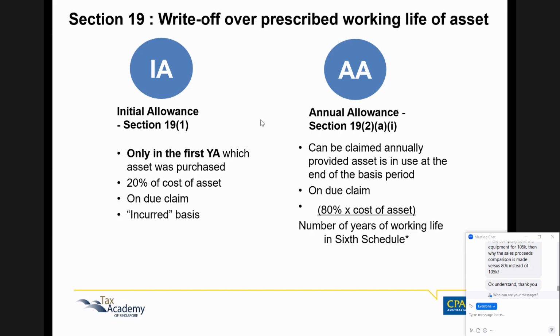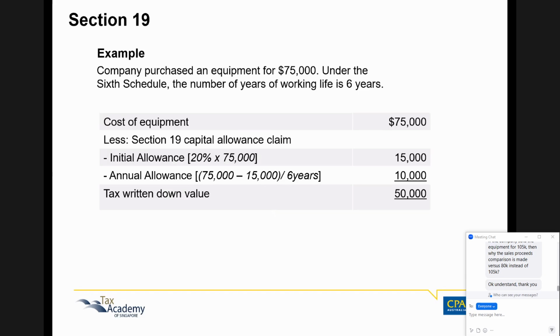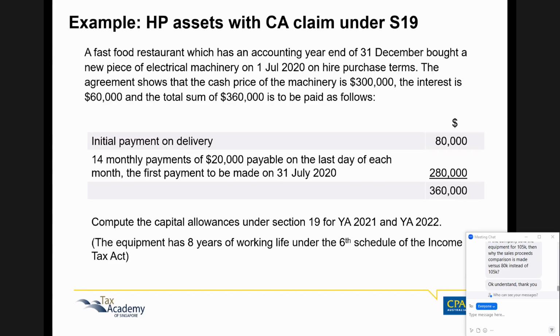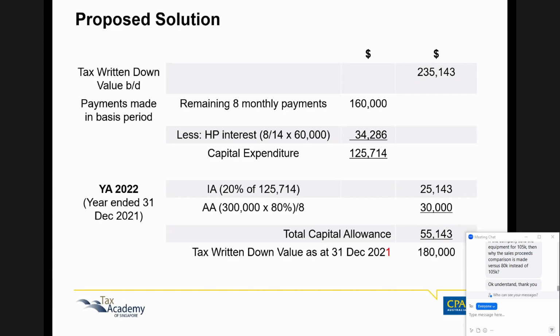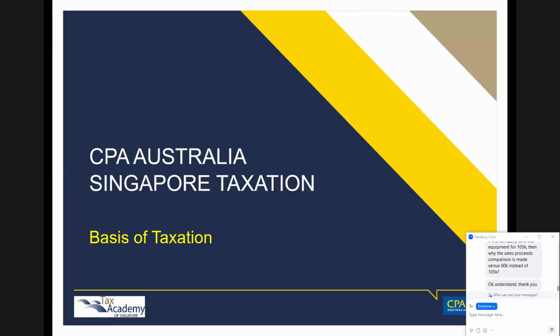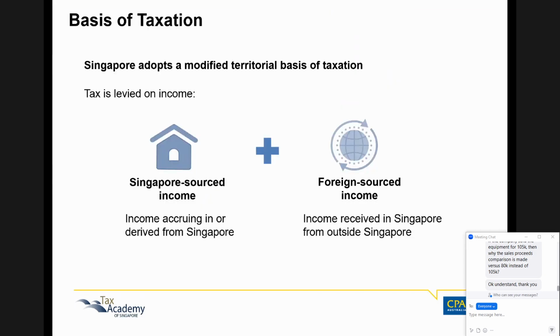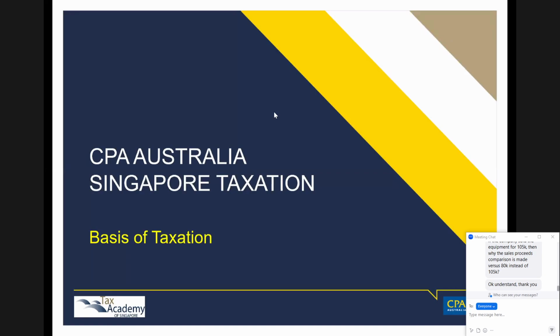Then 19A, that is the over prescribed working life of asset. Just to show the computation is a bit different. Some companies will still use it, those in the capital intensive companies that are enjoying tax incentives. Okay, if not, then we'll move on to the basis of taxation. Just to say again, for exams on capital allowance, you don't need to quote the section. You just need to show your working.